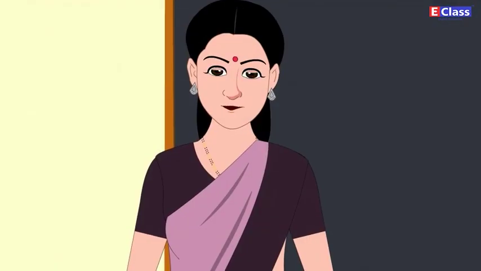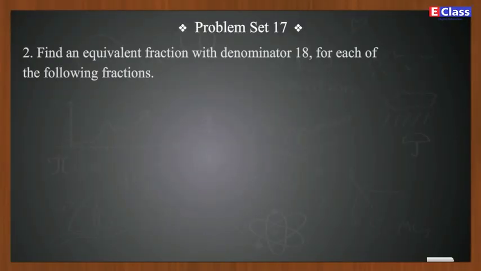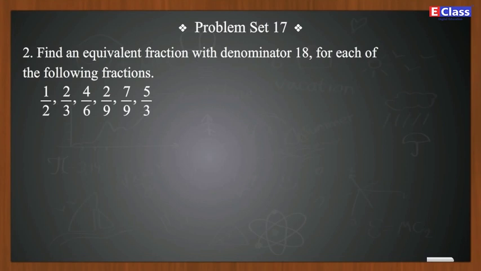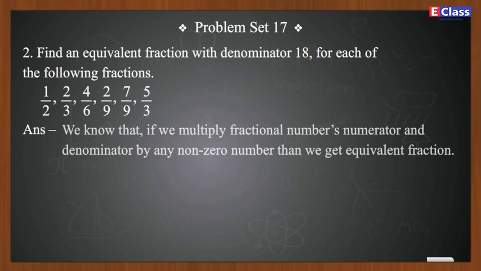Now, we will solve the second problem of problem set 17. 2. Find an equivalent fraction with denominator 18 for each of the following fractions: 1 upon 2, 2 upon 3, 4 upon 6, 2 upon 9, 7 upon 9, 5 upon 3. Answer. We know that when the numerator and denominator of a fraction are multiplied by the same non-zero number, we get a fraction that is equivalent to the given fraction.